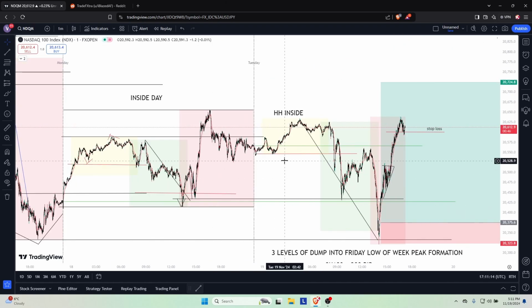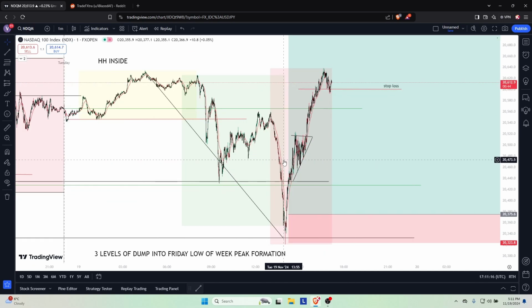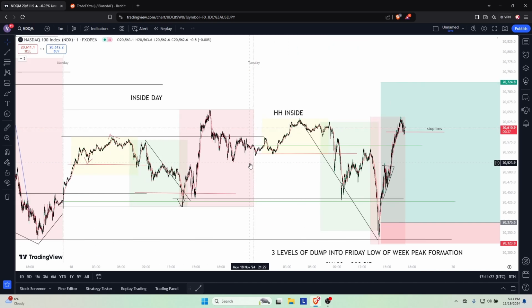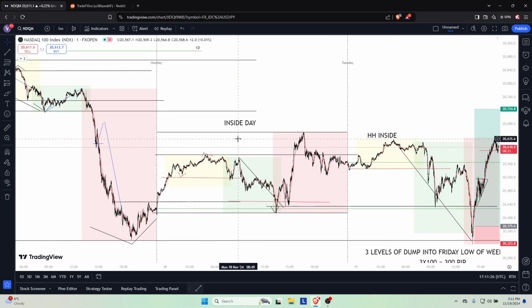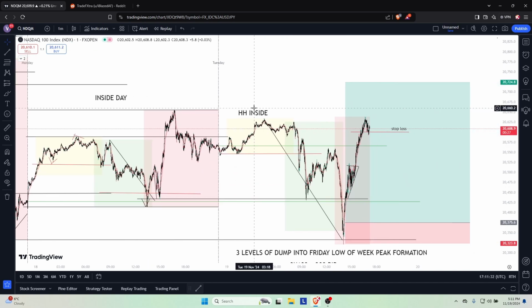I don't trade NAS every day. If it's not set up correctly, I don't trade it. I'll trade other things. But yeah, that's how you can have a more advanced approach to trading and focus on really high probability, low risk, high reward trades. And yeah, I hope that's helpful.